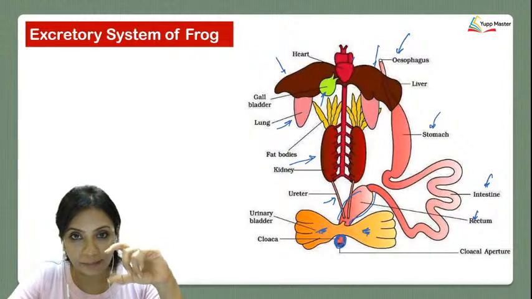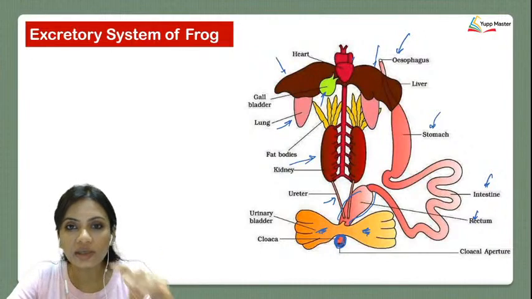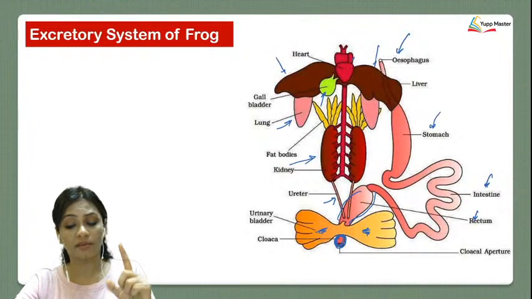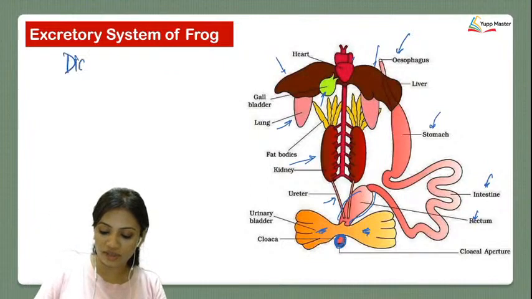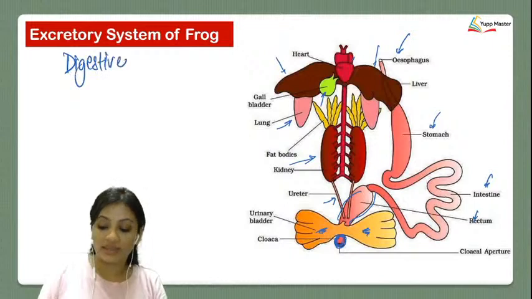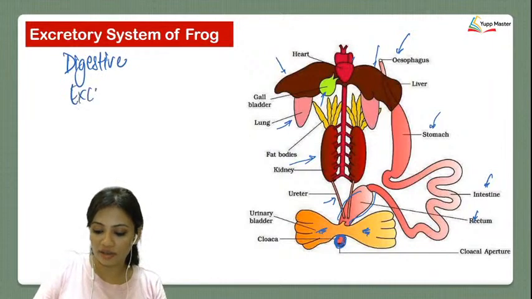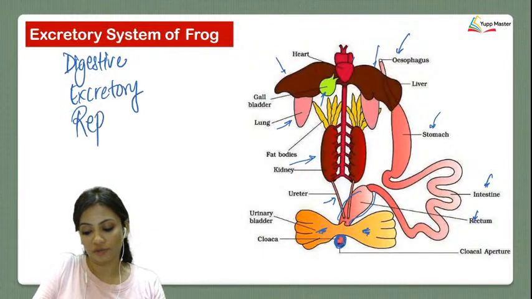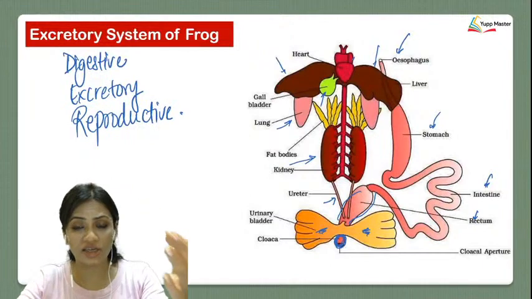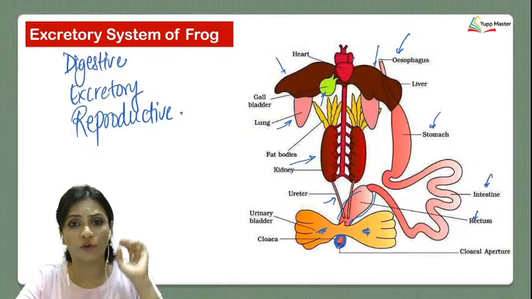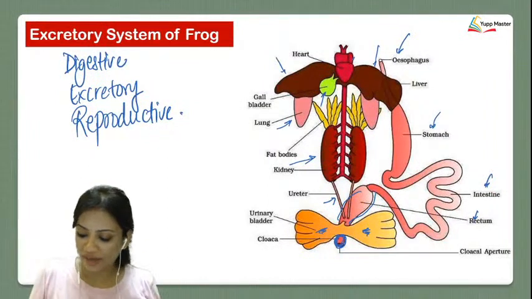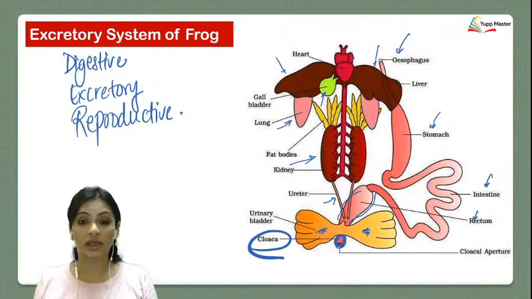Cloaca is actually an apparatus which is going to be a common opening for 3 systems. Which systems? First system, for the digestive system. Okay. Second, for the excretory system. And third, for the reproductive system. Okay, so for digestive, for excretory and for reproductive system, for all these 3 systems, there is one common opening, and that opening is going to be called as the cloaca.